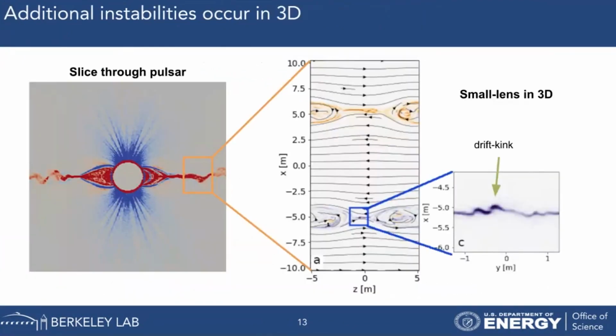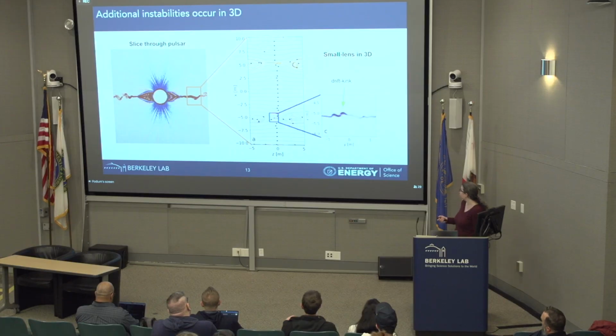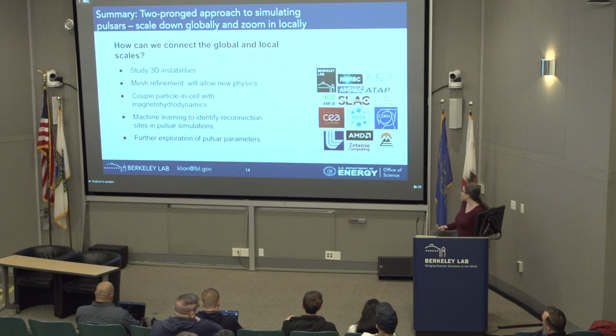Now that we have a good sense of what's going on in the 2D simulations, we're looking to move to 3D. And in the current sheet here, we're starting to see some deformation, which is indicative of a drift kink instability, which is a type of instability that forms in reconnection in 3D. And we're also starting to see that in some pilot 3D simulations here.